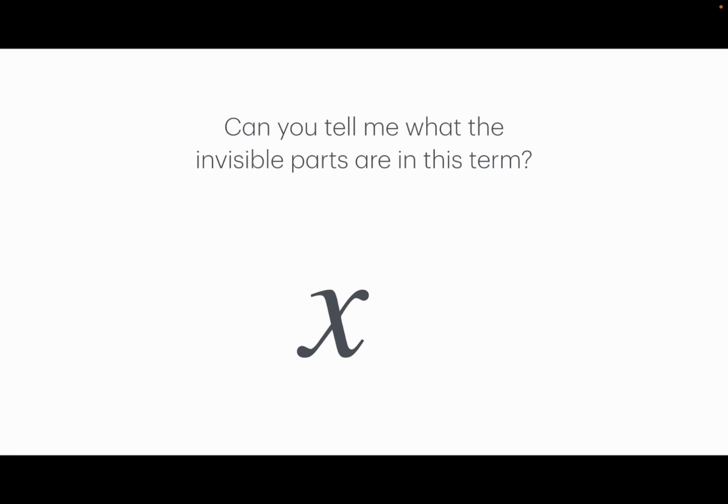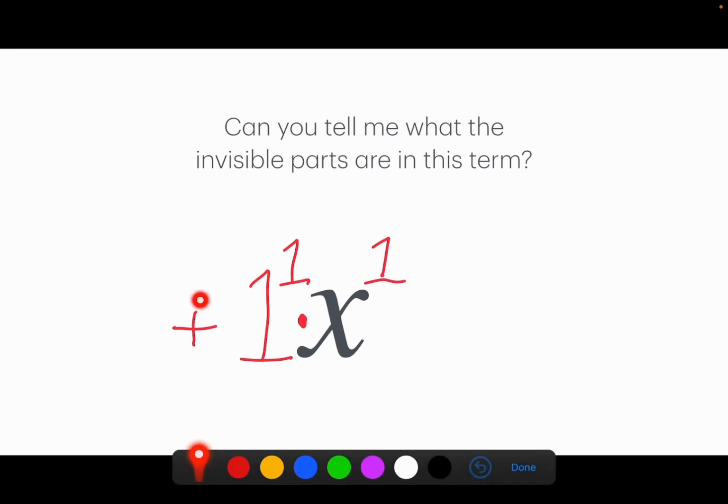All right, let's look at it. Is that what you wanted to write? So as we can see, there are a lot of different parts here. We've got the sign, we've got a coefficient, we've got two exponents, and we even have a multiplication sign.